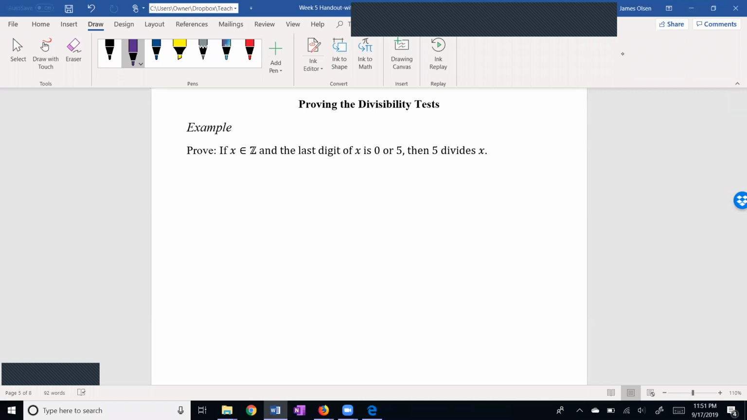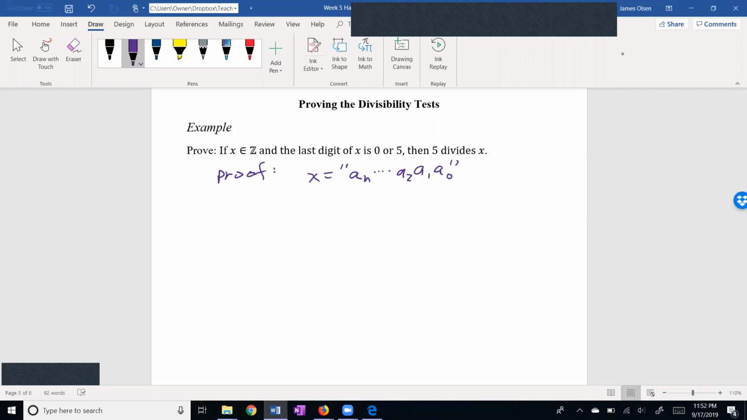Okay, so let's do the proof. All of these proofs are going to have a similar flow. The first thing we're going to do is set up x. X is going to be, in quotes, an, an minus 1, an minus 2, down to a2, a1, a0. These are the digits that make up the number.